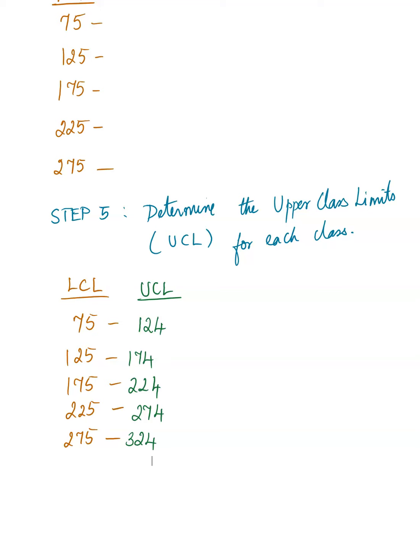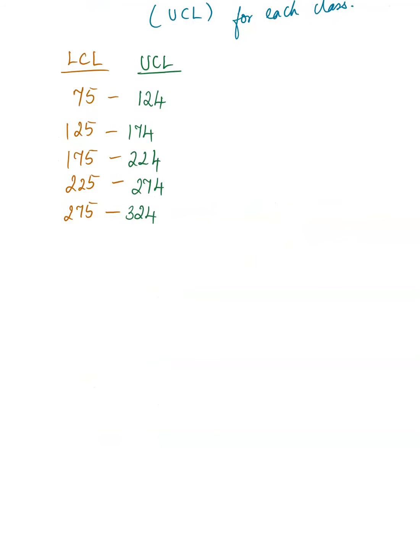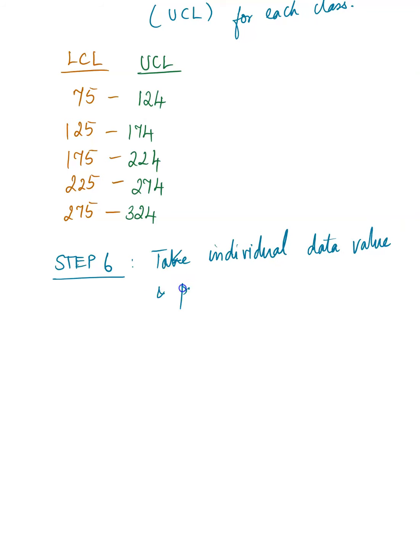So now let's go to step 6. Take each individual data value and put a tally mark in the appropriate class. Then add those tally marks to get the frequency.